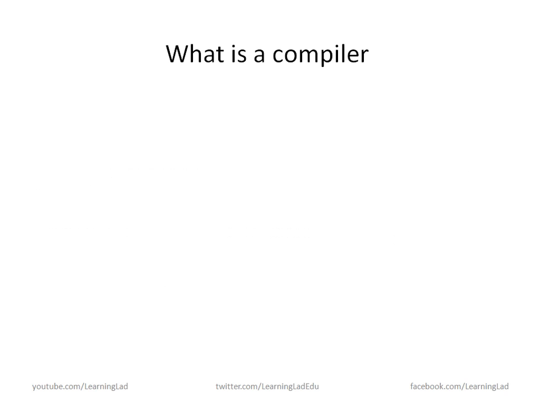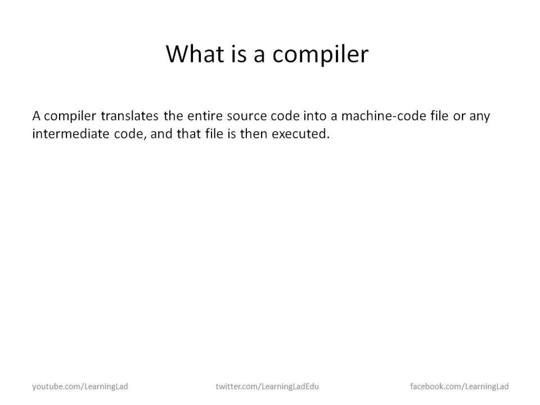So first of all, what is a compiler? A compiler is a program which translates the entire source code into the machine code or any other intermediate code which can be used to execute the program.